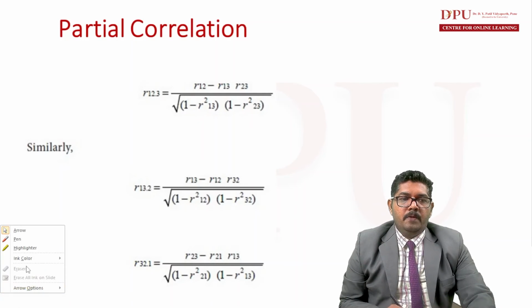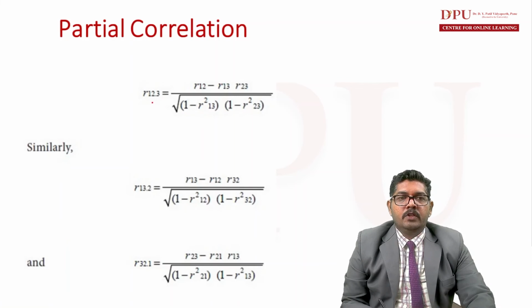So in this case, R12.3 means that we are studying the correlation between variable 1 and variable 2, keeping the variable 3 constant. So this is the correlation coefficient in that case. Similarly, we can calculate R13.2. This is nothing but the correlation between variable 1 and 3, keeping the variable 2 constant. Similarly, R32.1 means correlation between 3 and 2, keeping the variable 1 constant.